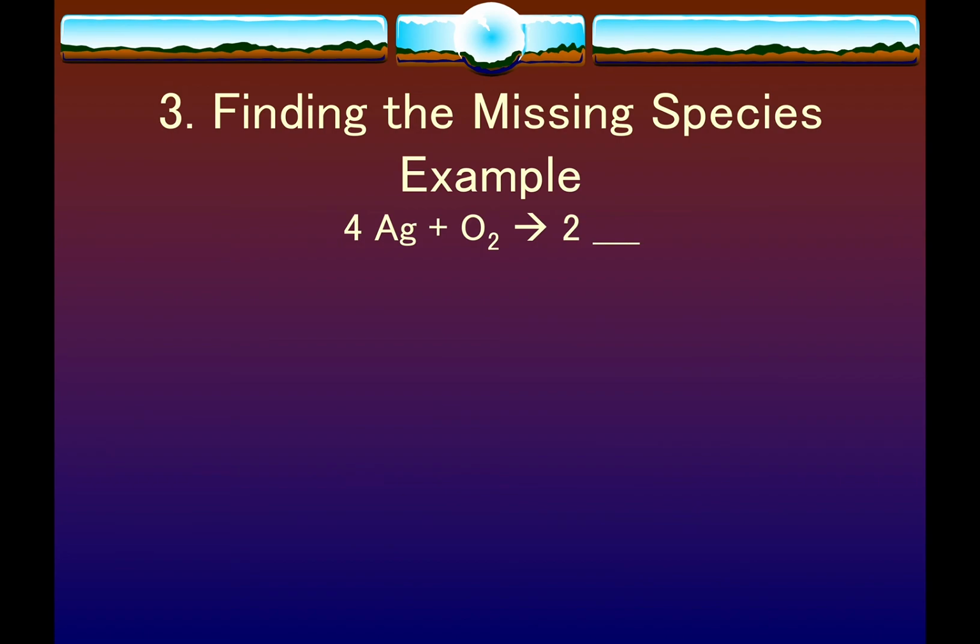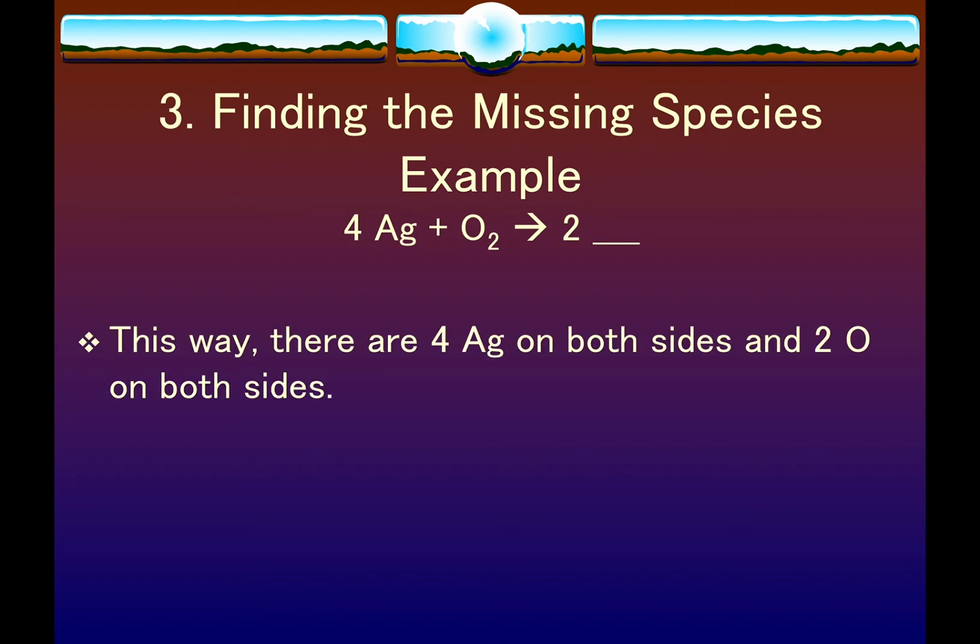So in this example, to the left of the arrow we have silver and oxygen. Therefore on the right we have to have silver and oxygen. We need a total of 4 silver on the right and a total of 2 oxygen on the right. This will help us kind of figure out what our formula might be. So we know what we need on both sides.